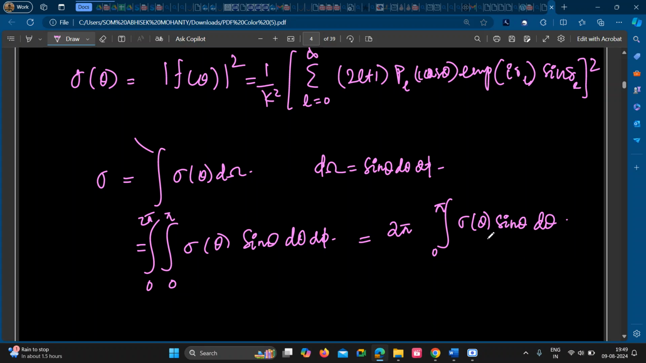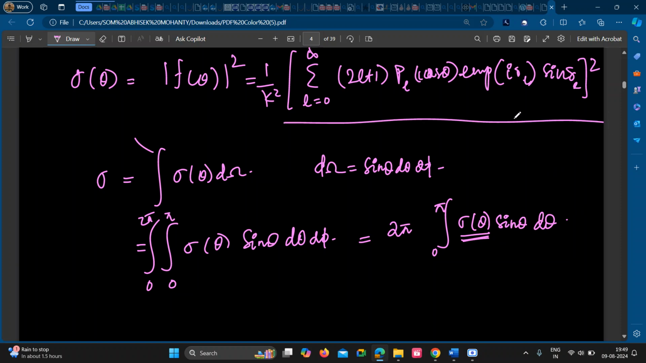Okay, see here, this is your sigma theta, right? So let's do one thing. Let's put the value of sigma theta, that is this one. Let's put it, and you can see there is a square here. So let me do one thing.